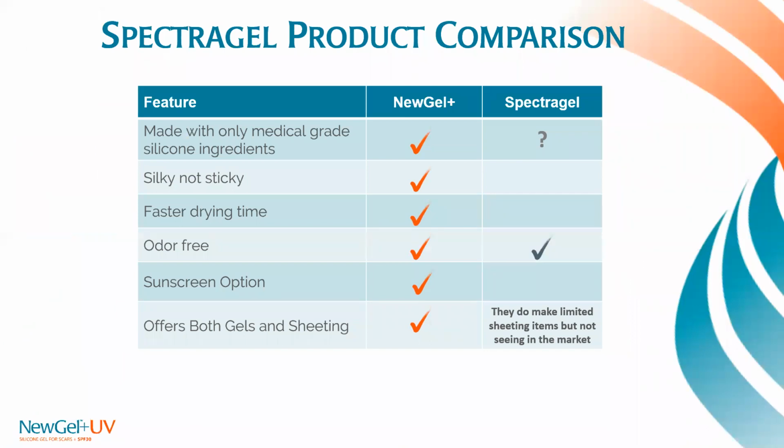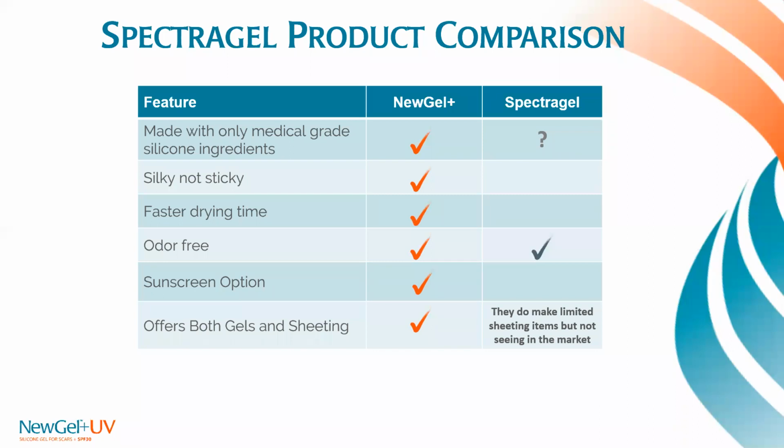So SpectraGel does not make any mention of medical grade silicone. I'm assuming it is not. It is so wet and sticky, it does not dry. Just one thing that it does have going for it is that it is odor free, but there is no sunscreen option, no other options out there besides just the two sizes of it. And they do not offer both gels and sheeting in most markets.